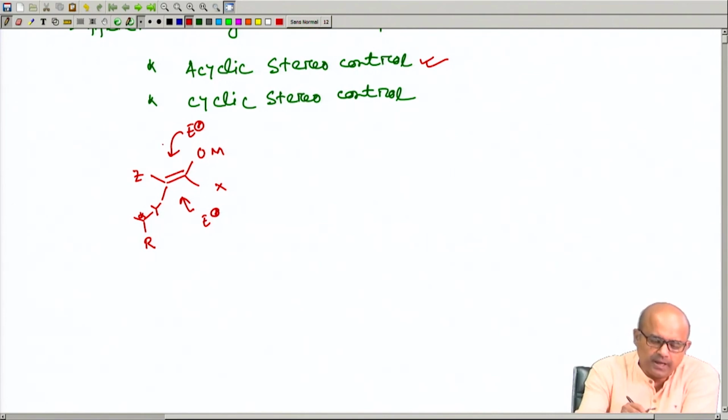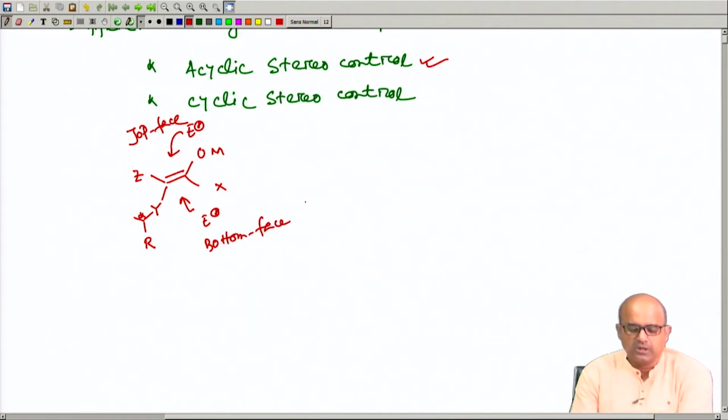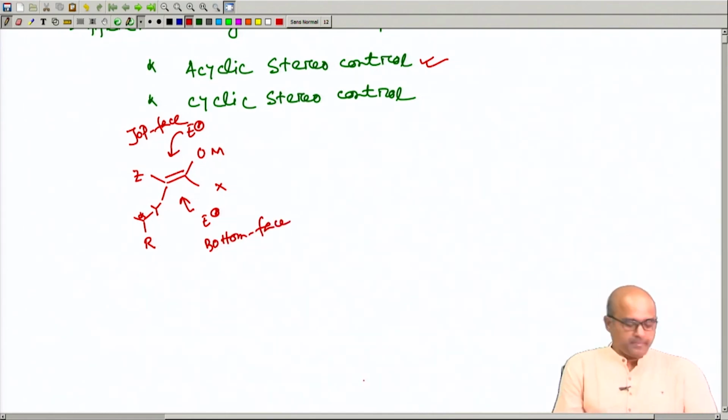Now, it could be approaching from the top face, which we can call the beta face, or from the bottom face, the below face. These things will be mainly dictated by the pre-existing stereocenter. Now, this is a pure case of acyclic stereocontrol. Sometimes things are a bit different.